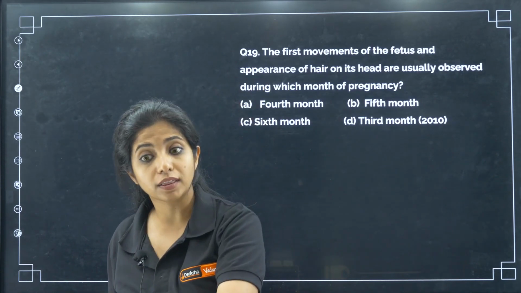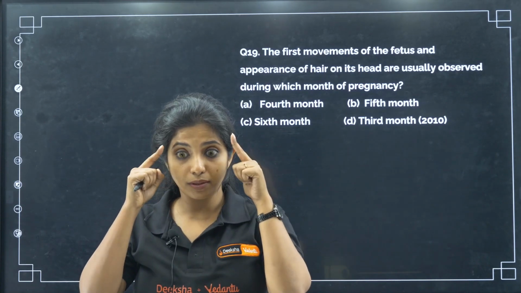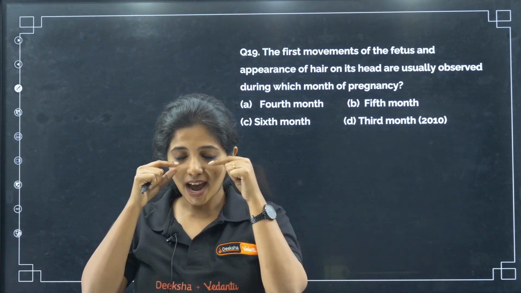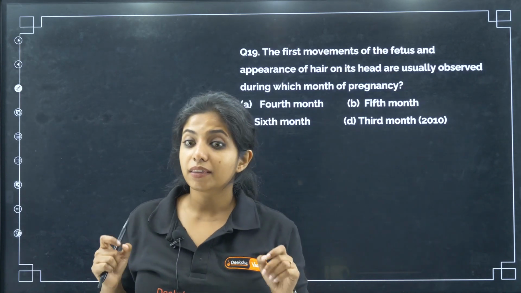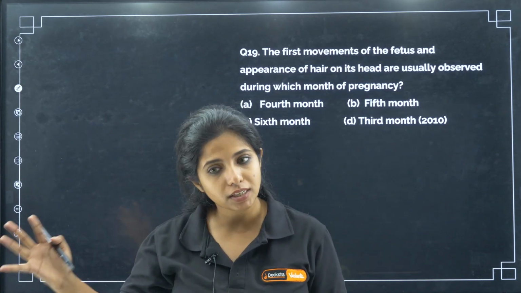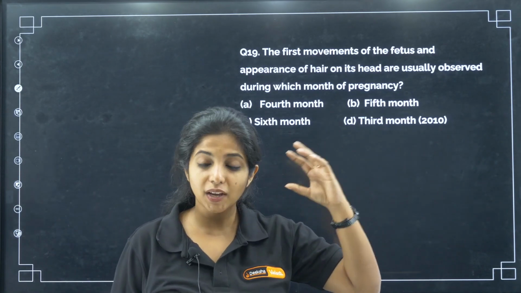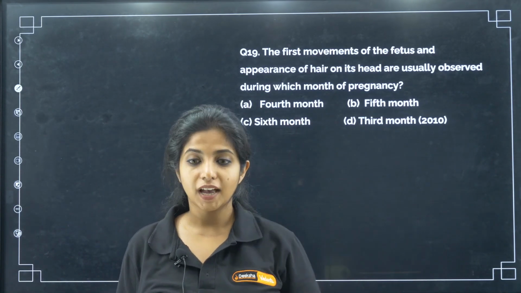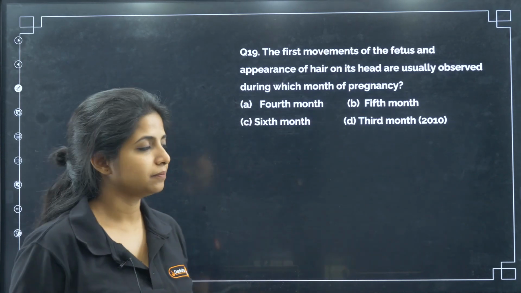Now 6th month. By the end of the 6th month, what will happen? Basically, eyelids will be separated, eyelashes will be formed, and also there will be hair on the body. Hair on the body and hair on the head are different things. Please remember that. Hair on the head after 5th month. Hair on the body after 6th month, along with eyelashes and eyelid separation.